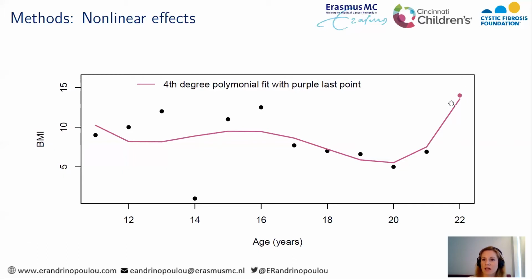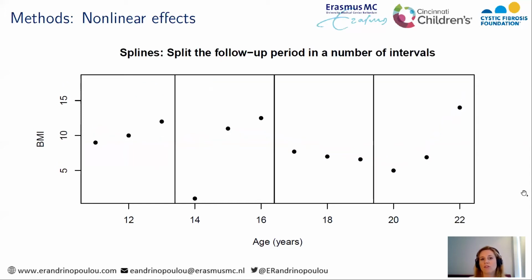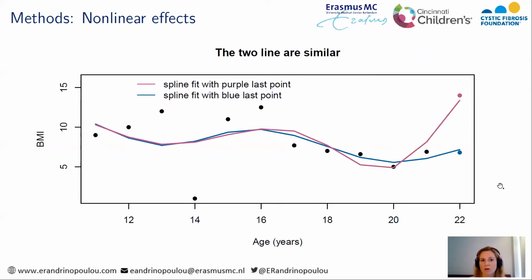Now let's take this last purple point and change it into this blue point. As you can see, even though the only change that we have made is at the last point, the fitted line seems to change also in the beginning, so the two lines seem to be different. The advantage of splines is that they split the follow-up period into a number of intervals, and they assume polynomials in each of the intervals. If we now go back to our example and we fit splines instead of polynomials, then we can see that the differences between the lines are very small. Basically, they are similar in the beginning, which makes more sense since we didn't change anything in the beginning.